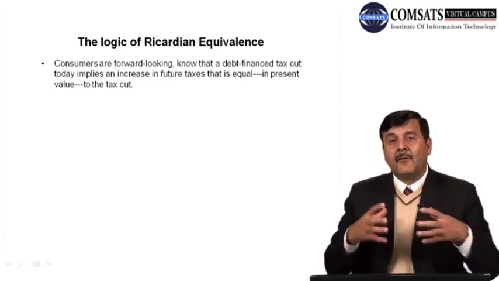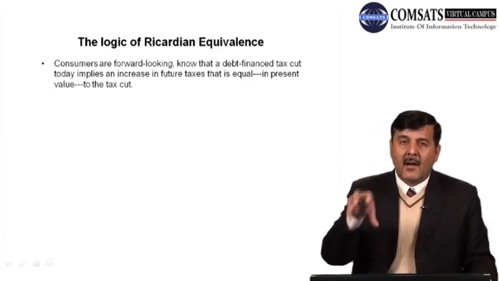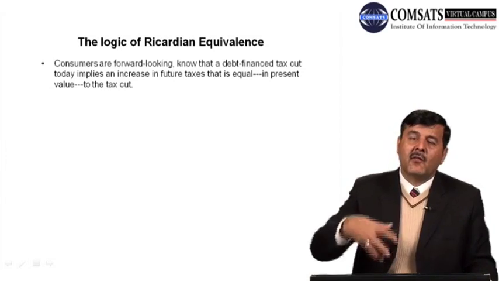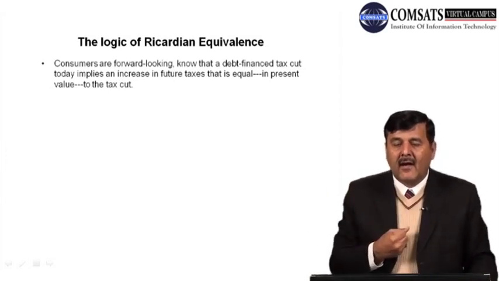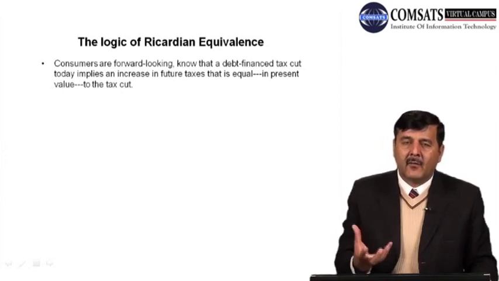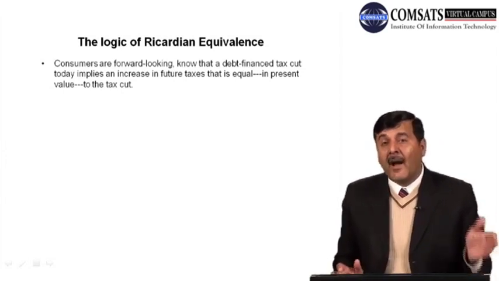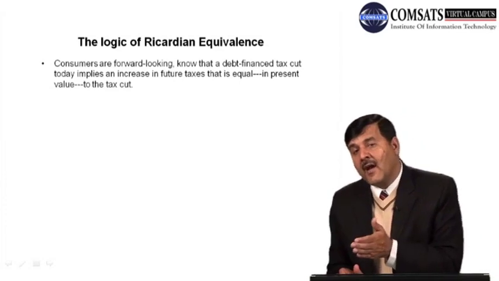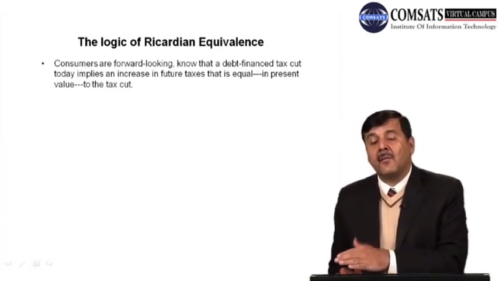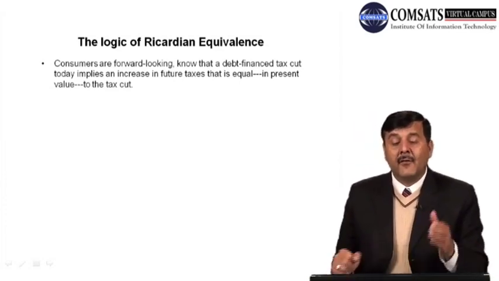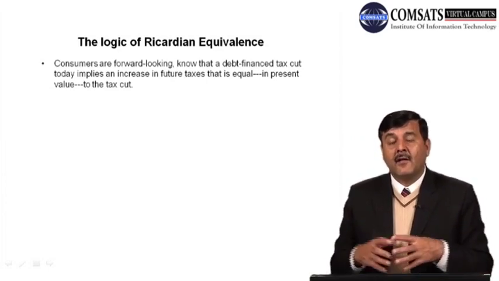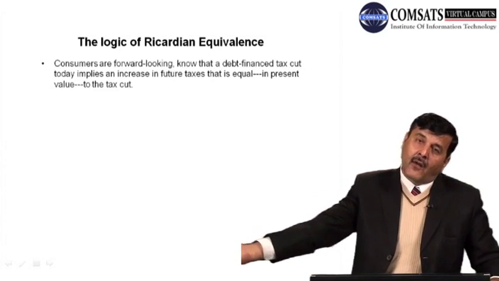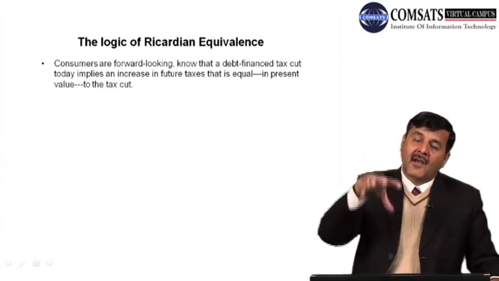उनको पता है, they are forward looking, कि अगर गवर्नमेंट ने अभी टैक्स में कमी की है, they want to finance deficit, they want to finance debt, right? उसकी वजह से टैक्स को कम किया. But what will happen? जब वो डेट में इजाफा हो जाएगा तो फ्यूचर में टैक्सेस में गवर्नमेंट इजाफा करेगी in future. That is equal in present value of the tax cut.